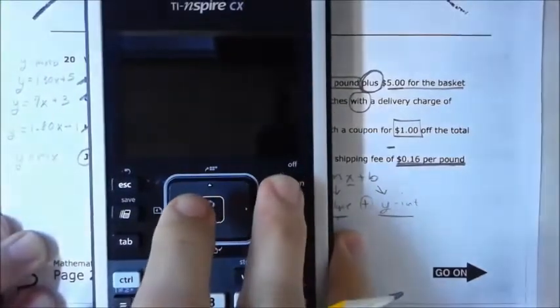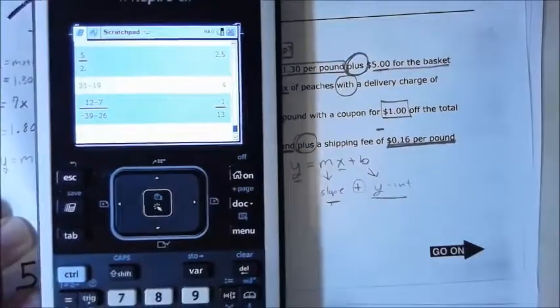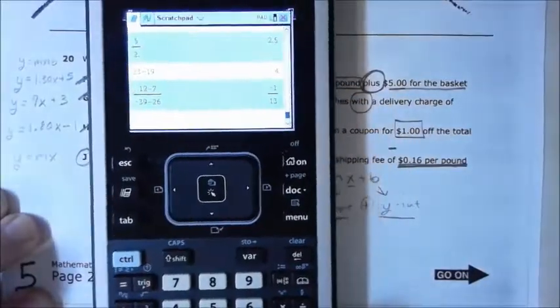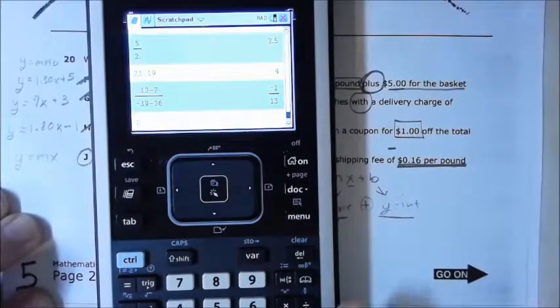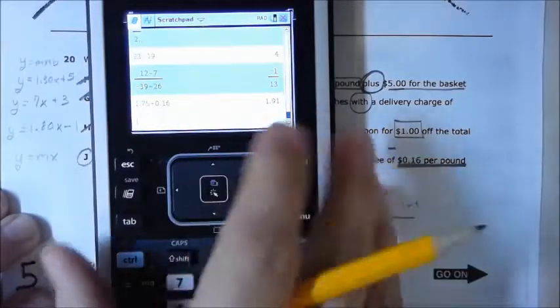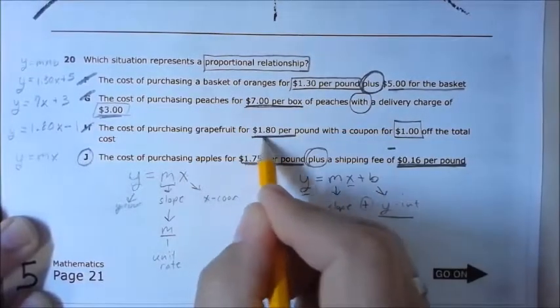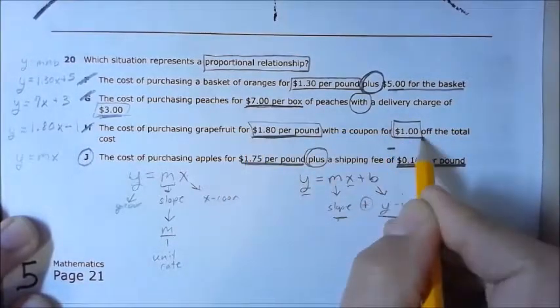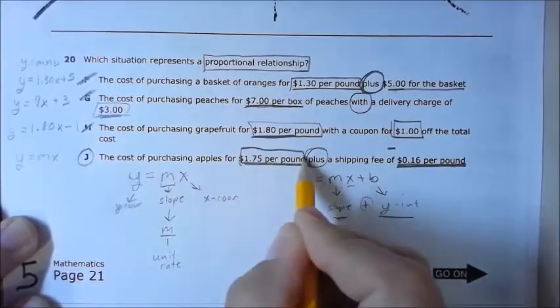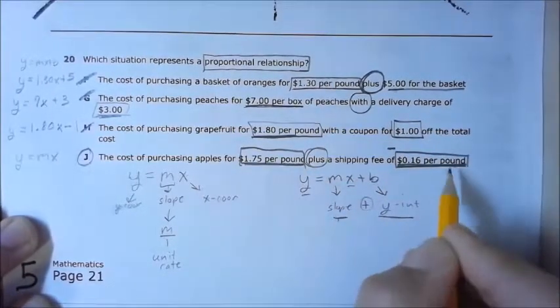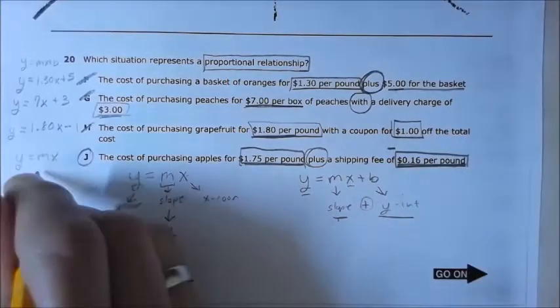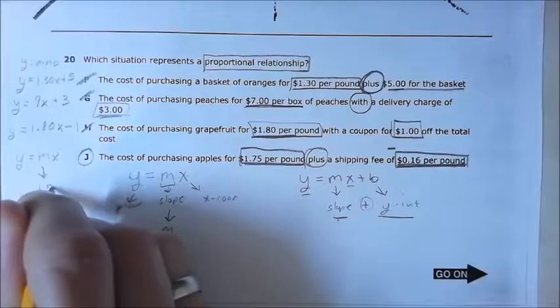So if we were to write this as an equation, let's add those together. 1.75. Since they're both per pound, those are two unit rates. So 1.75 is the first unit rate per pound. And then we're also going to have an additional charge of 0.16 per pound. We add that together and it gives us a total of 1.91. Since it says per pound here, and per pound here, we can combine those two, and it gave us that 1.91. So our unit rate is going to be 1.91 per pound.